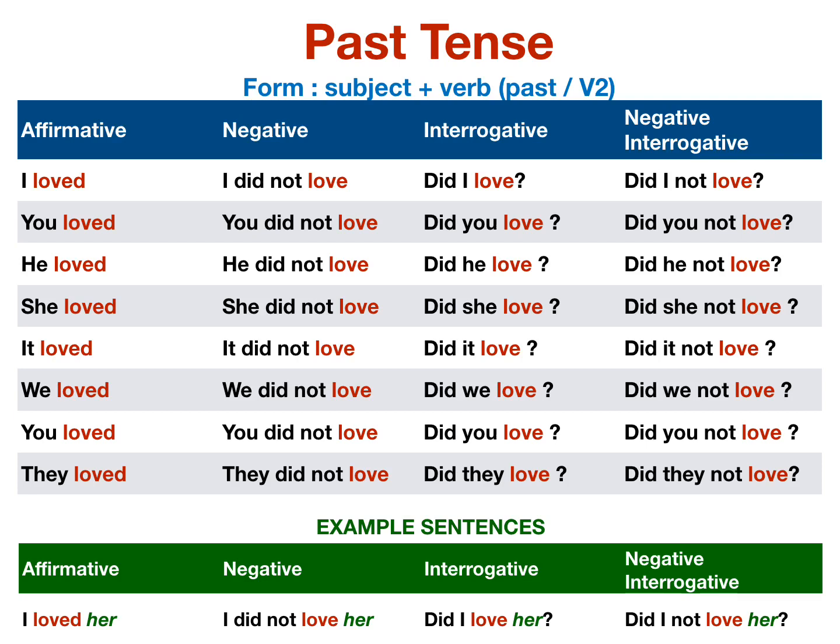She loved. She did not love. Did she love? Did she not love? It loved. It did not love. Did it love? Did it not love? We loved. We did not love. Did we love? Did we not love? They loved. They did not love. Did they love? Did they not love? Example sentences. I loved her. I did not love her. Did I love her? Did I not love her?